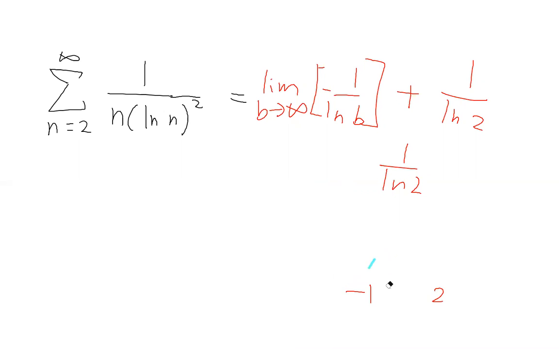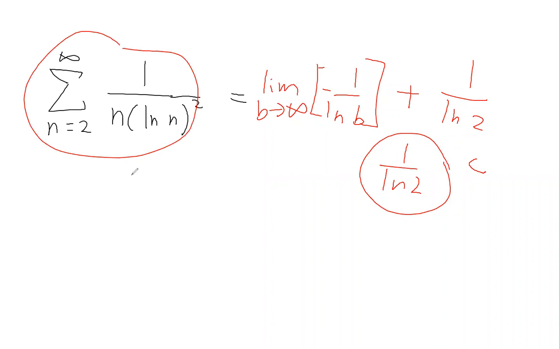So it means that this integral converges to 1 over ln 2. When the integral converges, therefore the series converges.